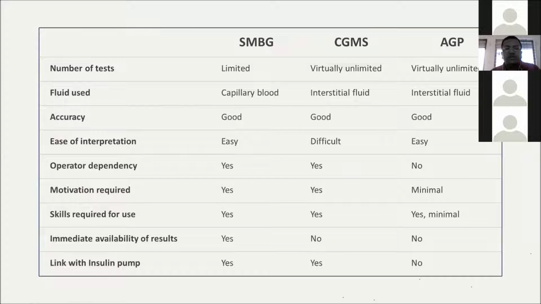So in a nutshell, if you have to compare the SMBG, CGMS and the information represented from CGMS in the AGP format, or the ambulatory glucose profile, we should know that the AGP is easy to interpret. It is not dependent on the operator and requires minimal motivation. In this COVID era, if you just stick it, finger pricks are not required, and skills required are also minimal.